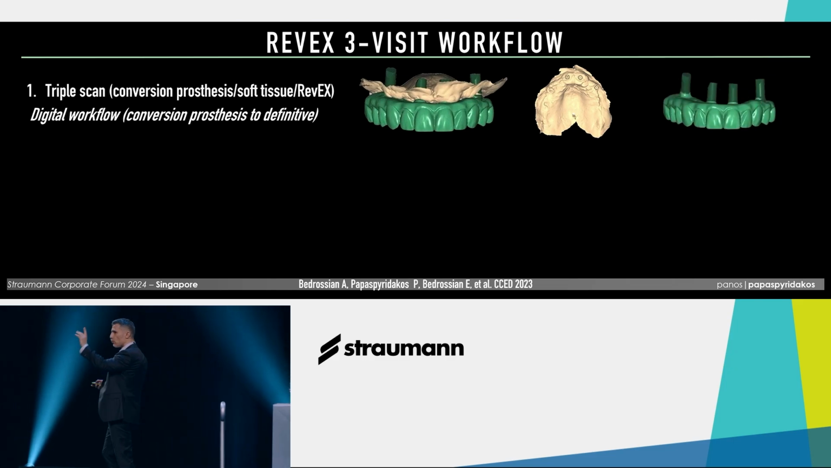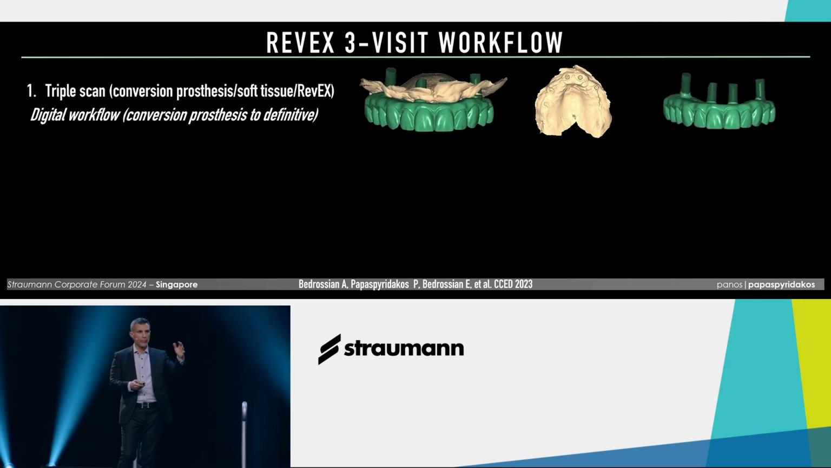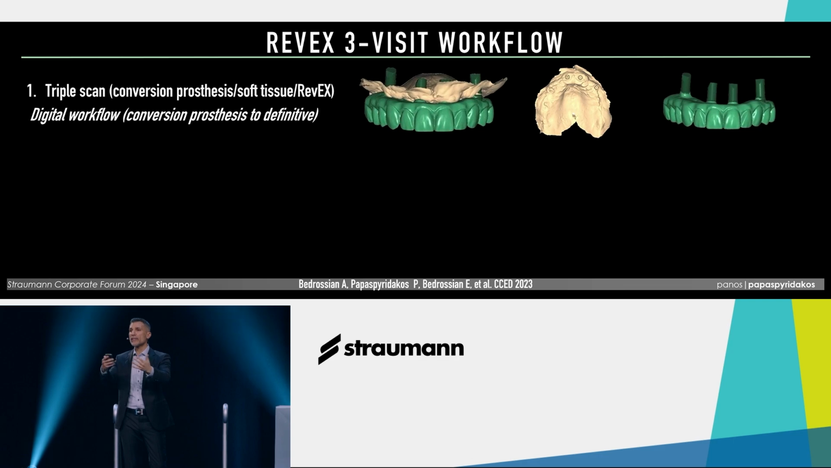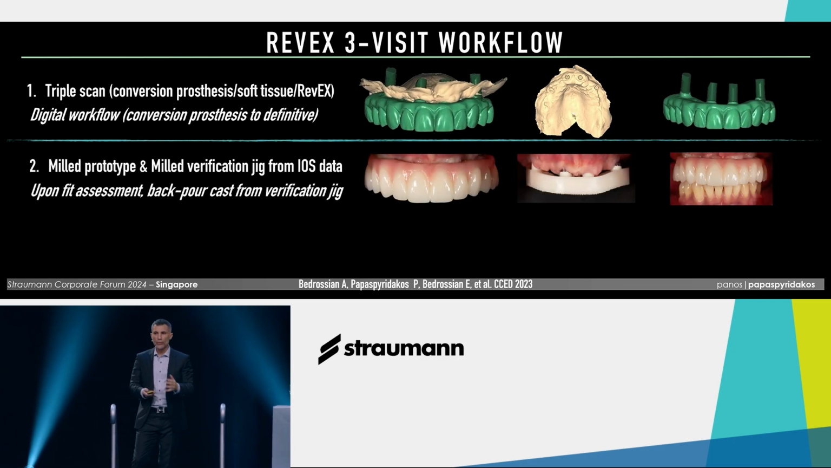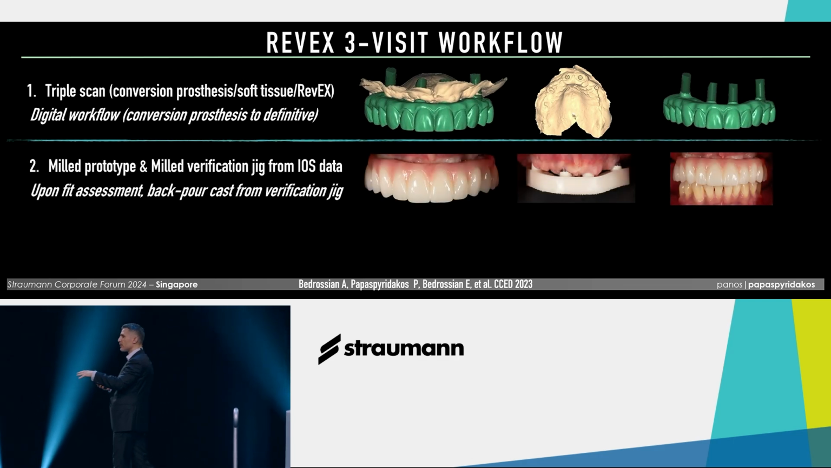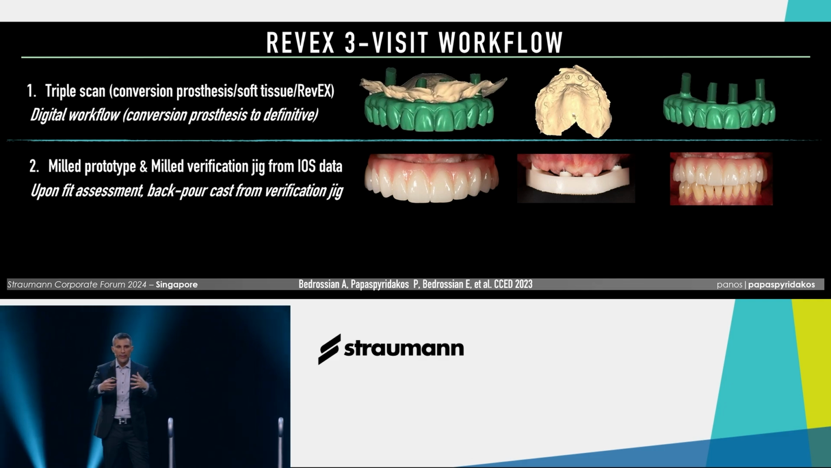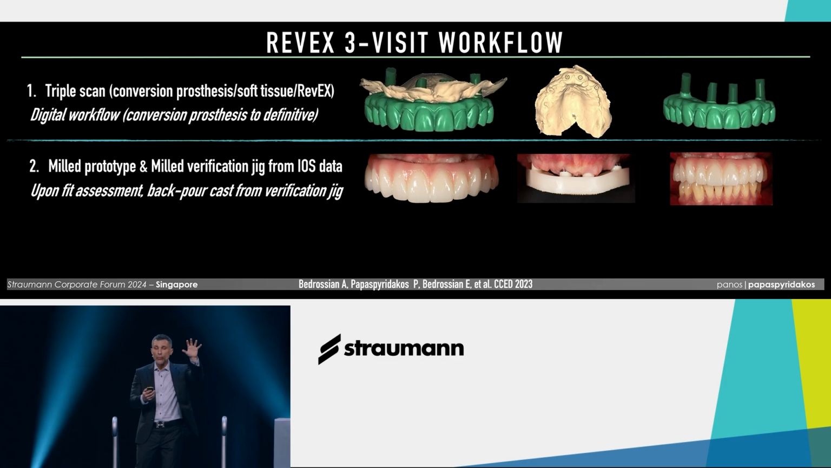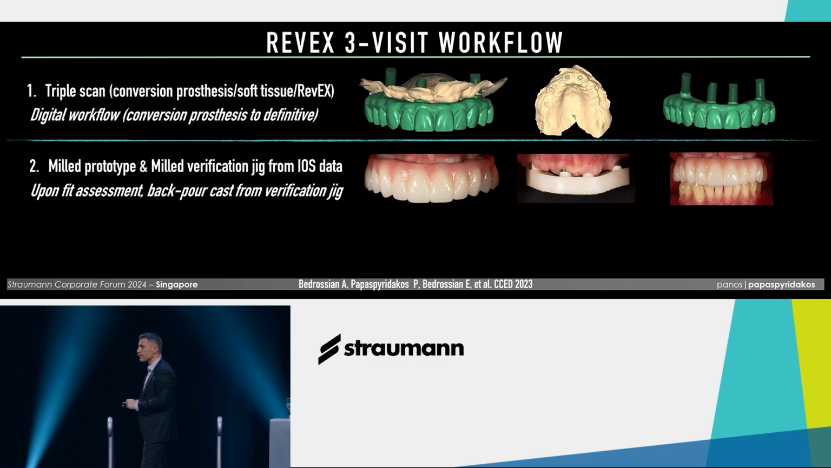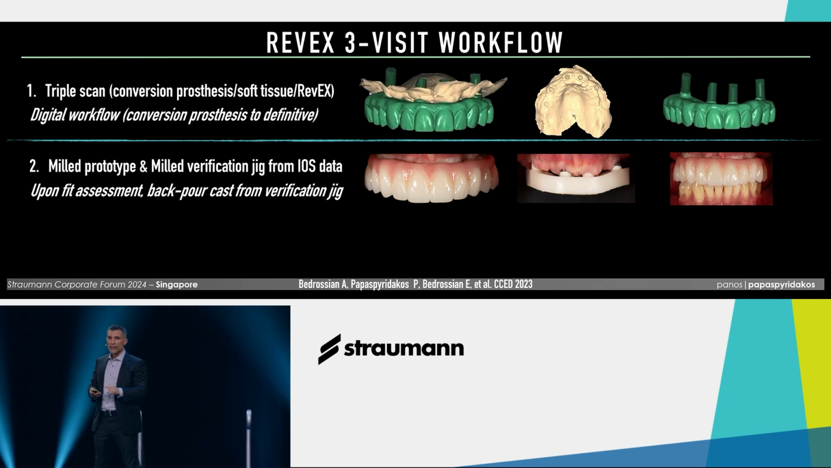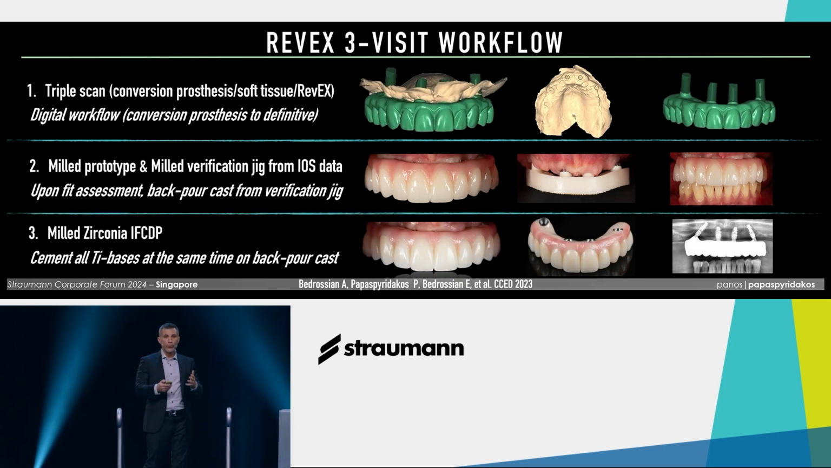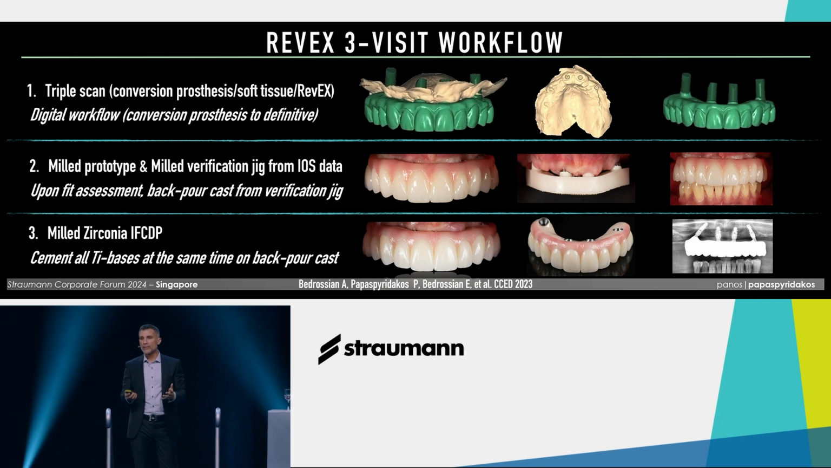Again, one visit, triple scan. Prosthesis, opposing bite, soft tissue, and prosthesis scanned extraorally to acquire the implant position. On the second visit, you try the prototype and also the verification jig that was derived from the IOS data. And on the third visit, you insert the final prosthesis, just in 3 visits.